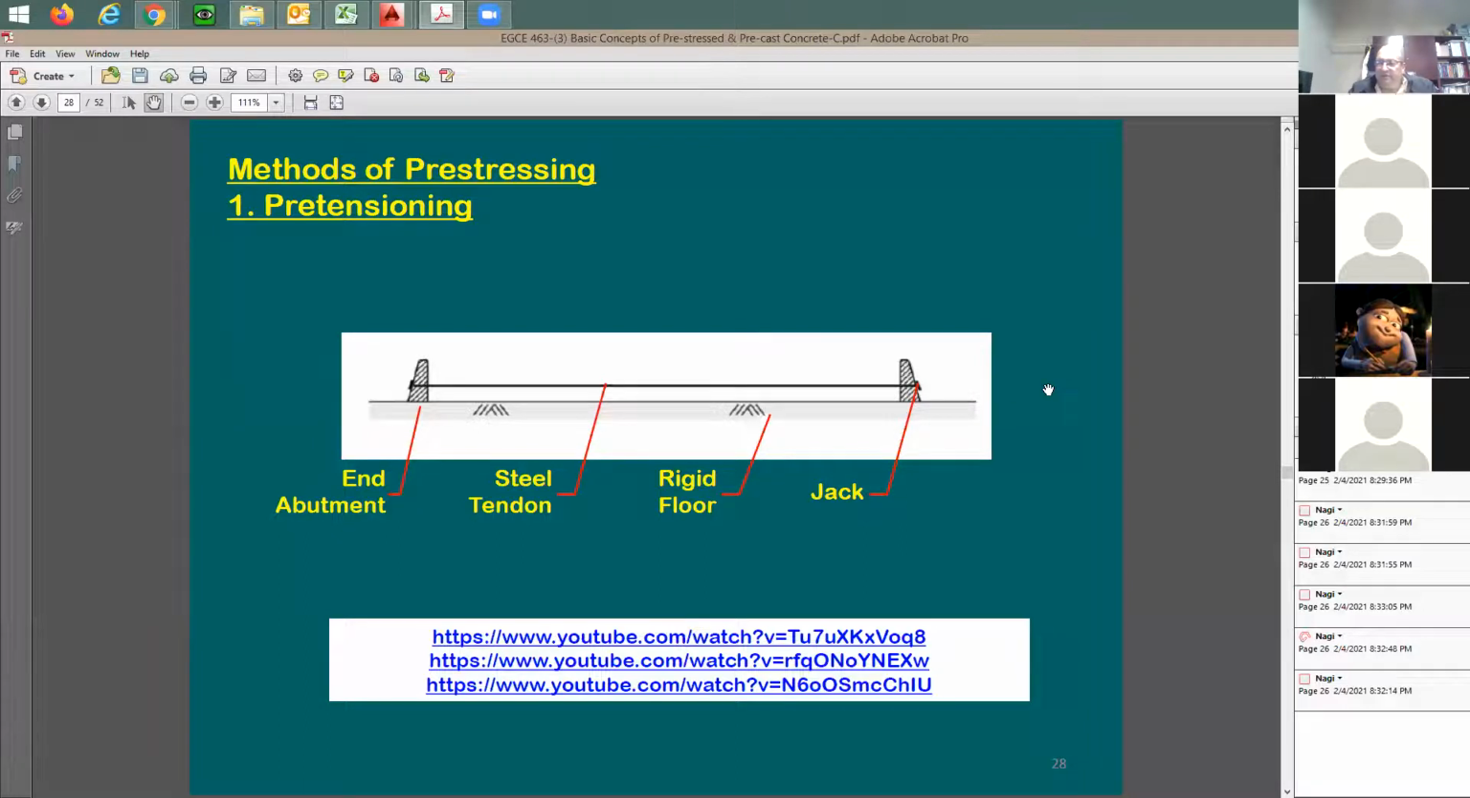Now, do we have concrete yet? You see, no, concrete is not there yet. And then they apply the tension. Now, where's the tension going to? What is taking this tension? What's supporting it? What's keeping it in place? Is it the concrete or the abutment? So it's going to be the abutment, right? All the force here is going to the abutment.